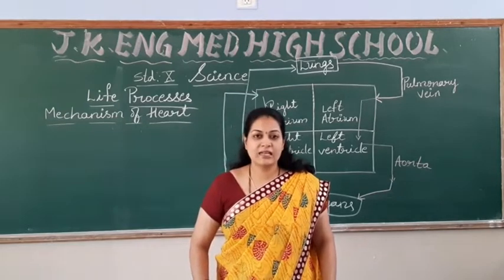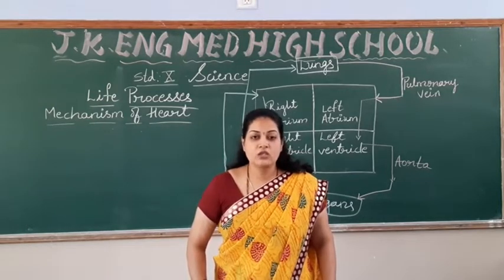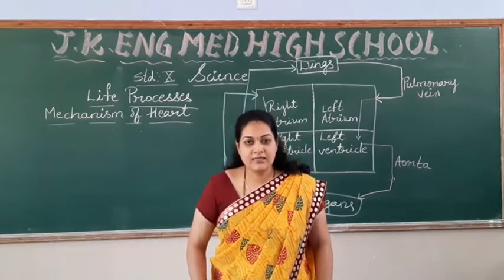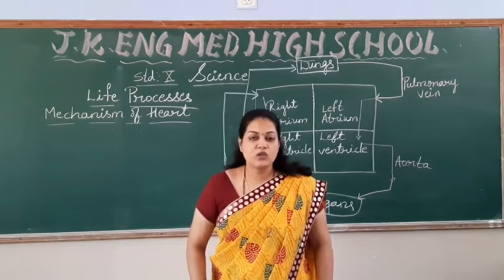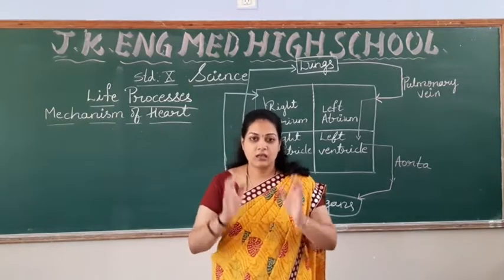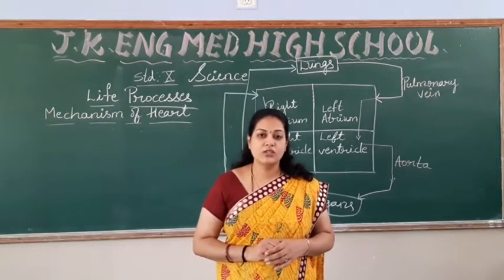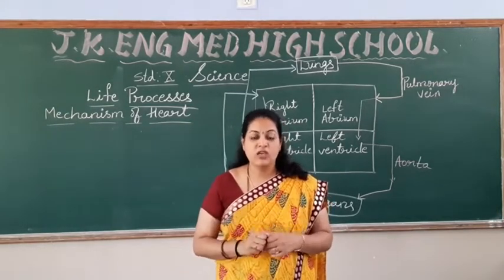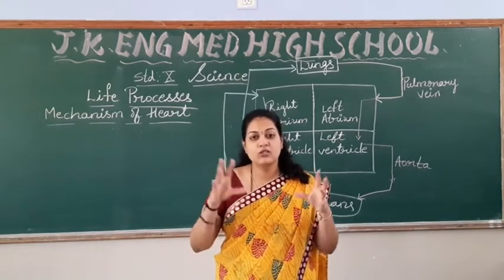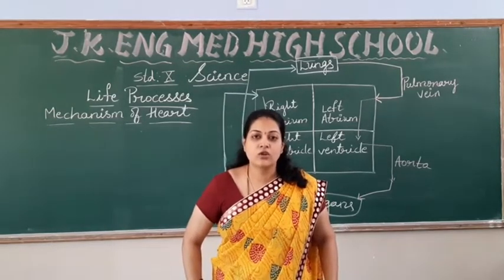So in your previous class, we started the discussion with the blood circulatory system. What happens in the blood circulatory system? We find the blood vessels and the heart. We discussed the structure of the heart: a conical shaped muscular organ. Its main function is pumping blood. When it pumps the blood, that blood carries the required materials to each and every cell of the body. That is the function of the heart.